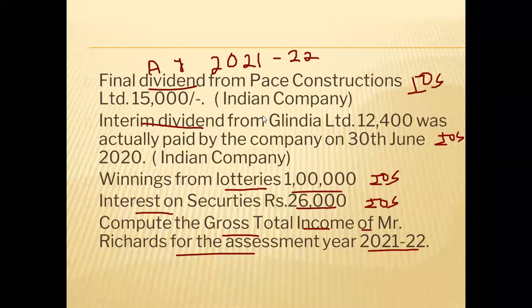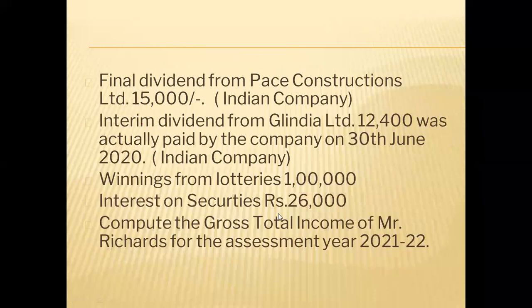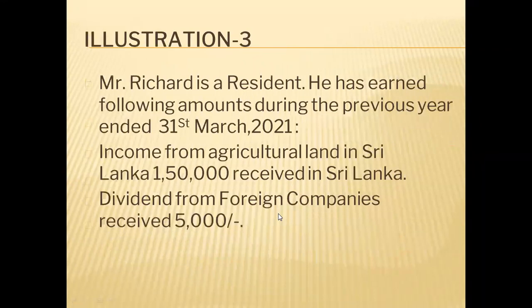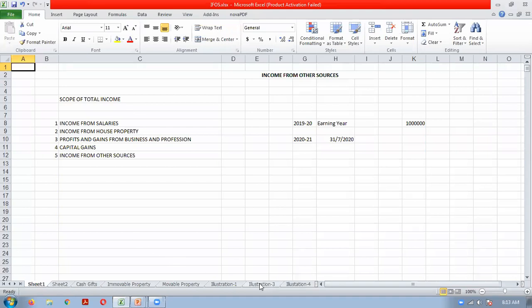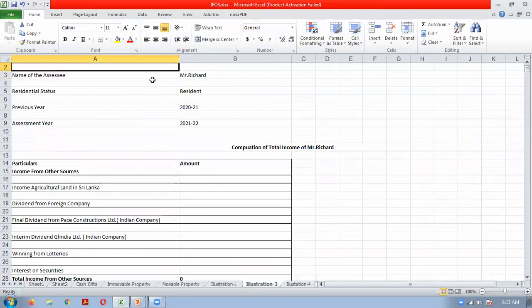Just now we have analyzed where income will go, and all of it comes under income from other sources only. What we have to do is just take the total, and that will be your income from other sources. How to solve? Here there is no specific rule. See illustration number 3, how you can solve.